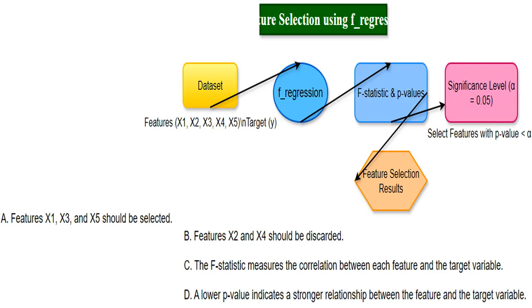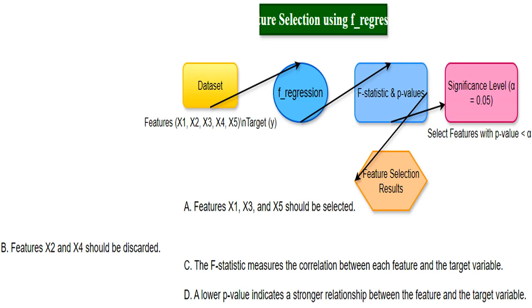Based on my analysis, x1, x3, and x5 have p-values below 0.05, so I should keep them in my model. x2 and x4 have p-values above 0.05. Therefore, I should remove them from my model because they don't seem to be important predictors of y.